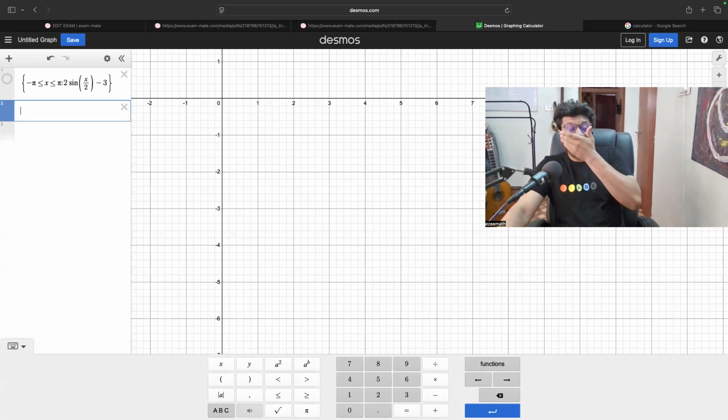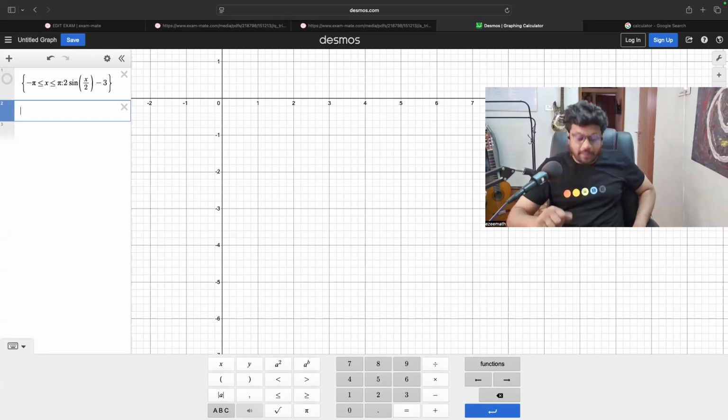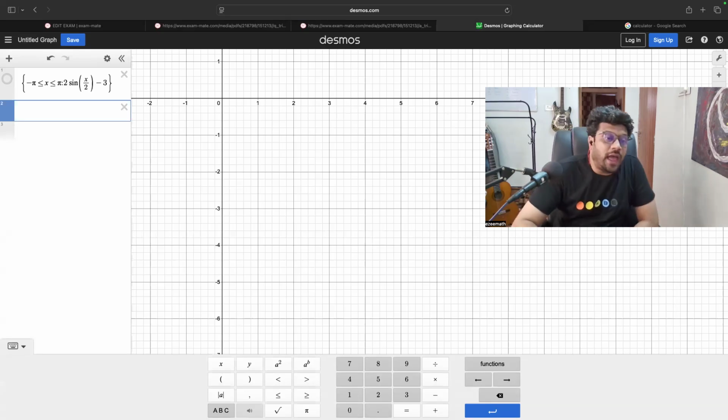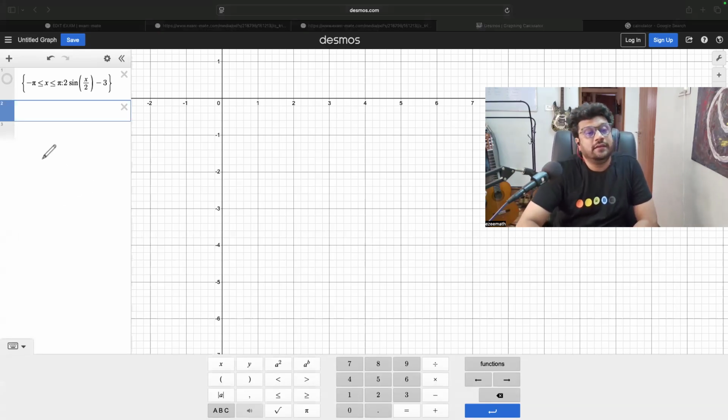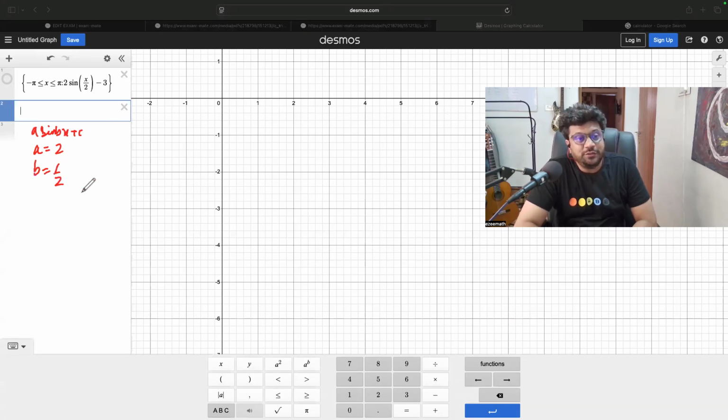But the thing is, I'm going to compare and look for the values of A, B, and C. Comparing it with A sine of bx plus C, I know A is 2, B is 1 by 2, and C is minus 3.